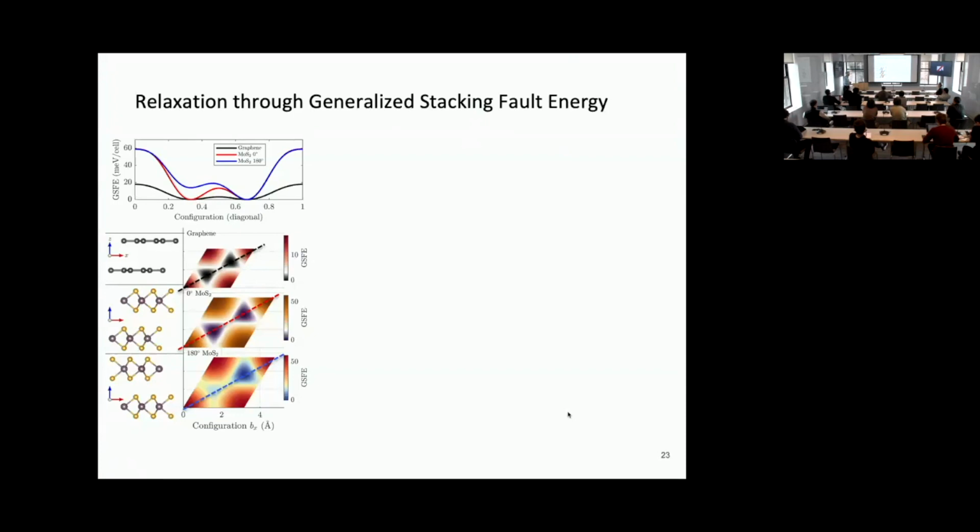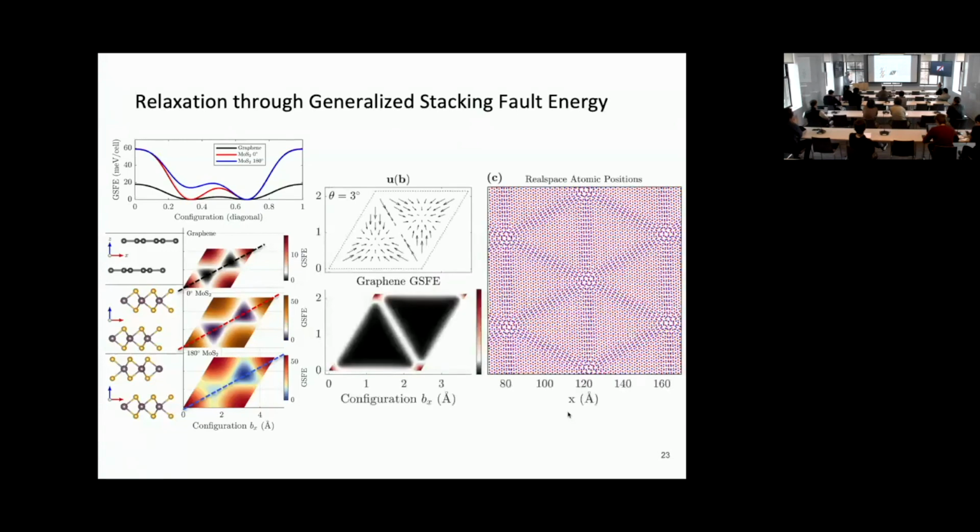I have here two more examples for molybdenum disulfide with cuts through these energies and so on. Just to show you that this is a general concept, we can apply it to any material. Then, introducing the local deformation u and optimizing, minimizing the energy, this is the landscape that we produce. This is in configuration space, and we can translate this back to real space, which produces these relaxed atomic configurations.